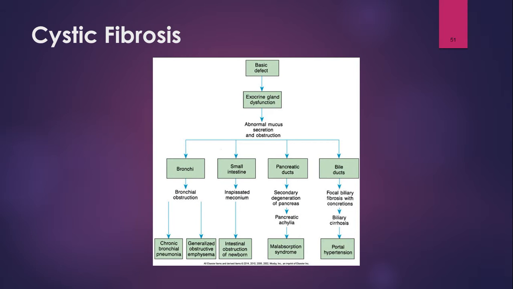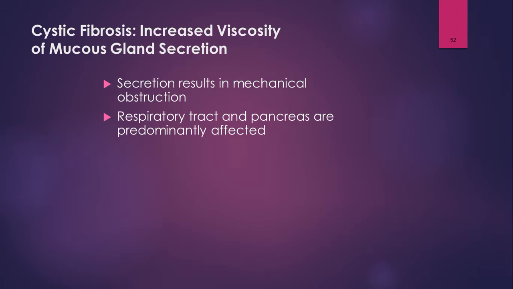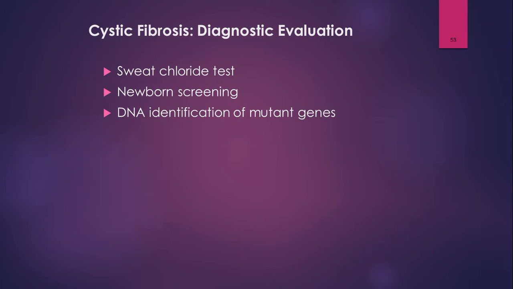This chart shows the multi-system involvement that occurs with cystic fibrosis. Because of the increased viscosity of mucus gland secretion, the secretion results in mechanical obstruction. The pancreas and respiratory tract are predominantly affected. All of the states require newborn screening for cystic fibrosis. The sweat chloride test is used for diagnosis.